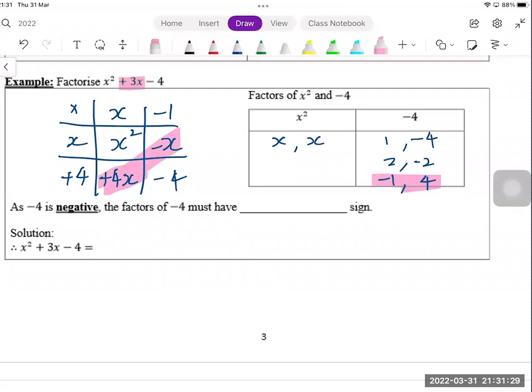Okay, as negative 4 is negative, the factors of negative 4 must have a negative sign. One of the factors must have a negative sign, while the other will be a positive sign, because to get a negative number is either positive times negative or negative times positive. So in that case, our solution over here will be x minus 1 times x plus 4. Can follow so far? Okay, then we move on.